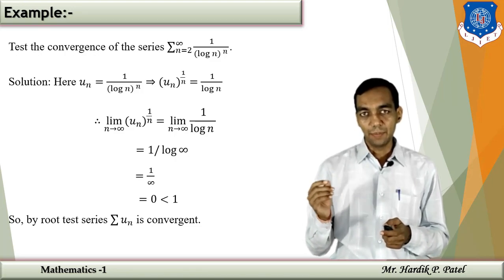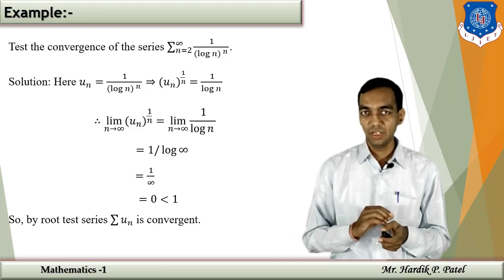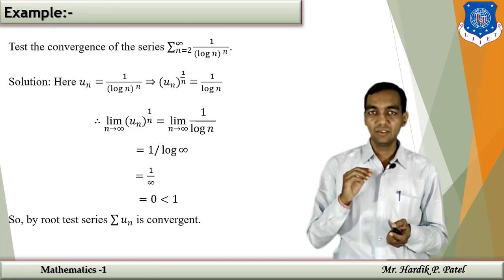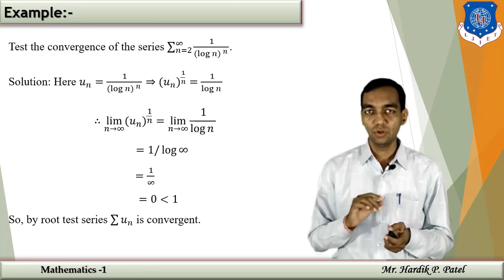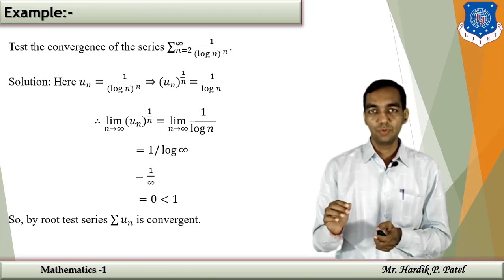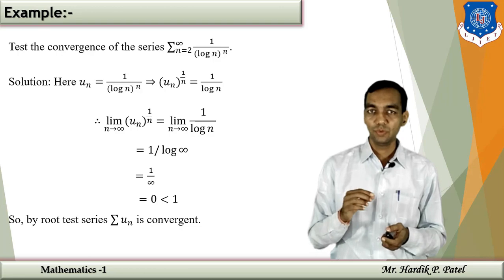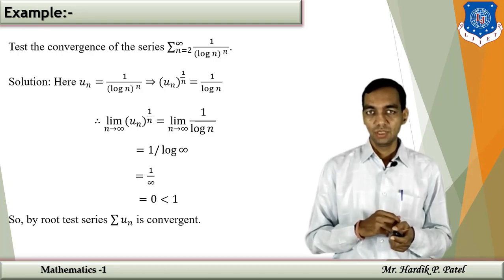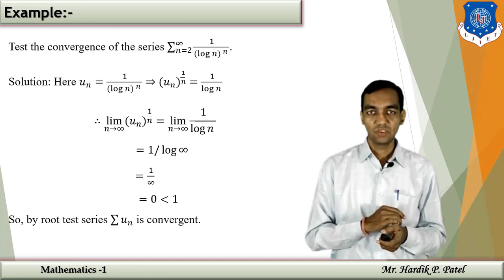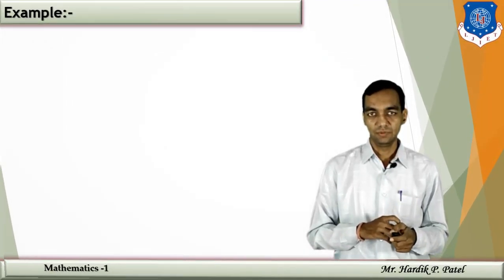Now applying the limit to the nth root, limit n tends to infinity un raised to 1 upon n will be limit n tends to infinity 1 upon log n. If you apply the limit, then 1 upon log infinity, but log infinity has the value infinity, so 1 upon infinity will be 0, and this value is less than 1. So by Cauchy's root test, this series is convergent.